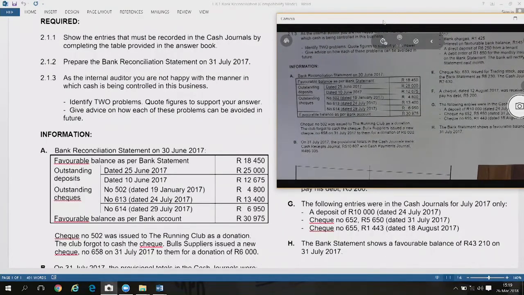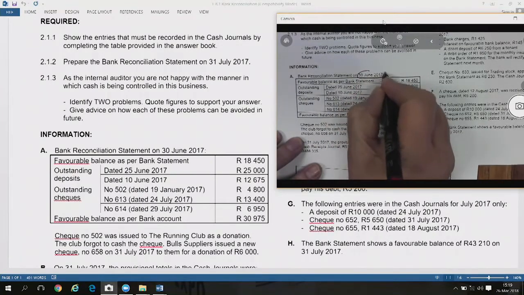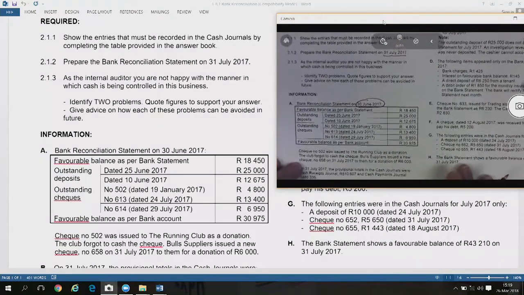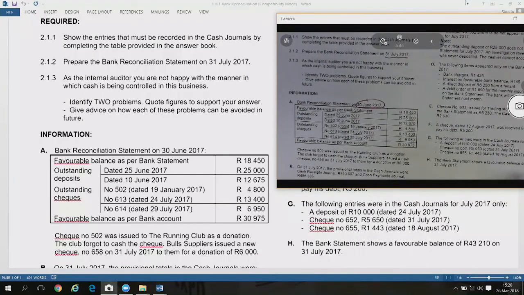Okay. The first balance, favorable balance. First thing that you must see, this was on the 30th of June. And we work now in July. So we are working in July now, and that was for June. So that means that was the bank reconciliation statement of the previous month.